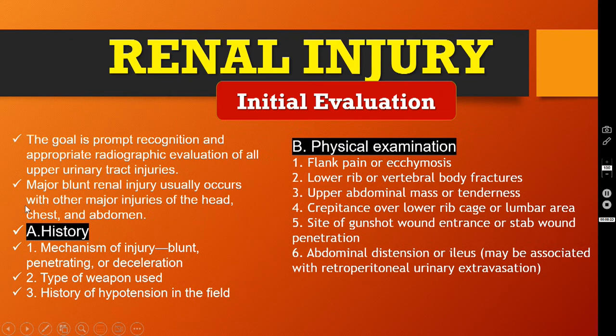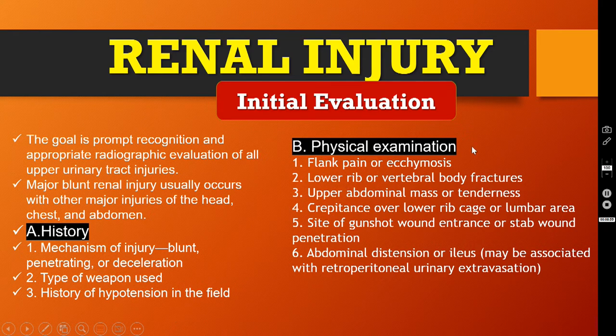In the history, you have to concentrate on what is the mechanism of injury. Is it a blunt injury, penetrating injury, or deceleration injury? This you have to find out. Then, what is the type of the weapon used for making this injury? That also you have to ask. Then you have to ask the patient whether there is any history of hypotension immediately after the injury in the field itself. This also you have to ask.